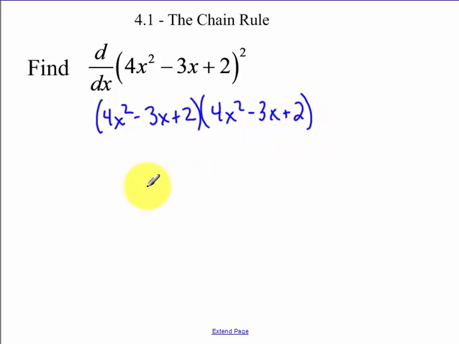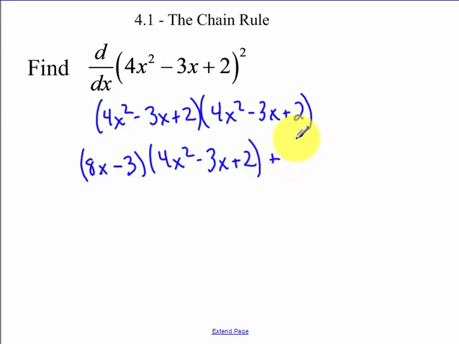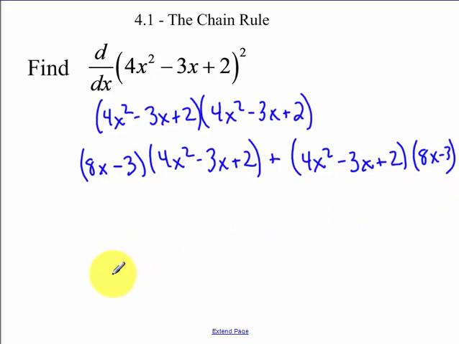So let's use our product rule. Derivative of the first, leaving the second alone, plus leaving the first alone, derivative of the second. So when you look at this, we really have two of the same terms.